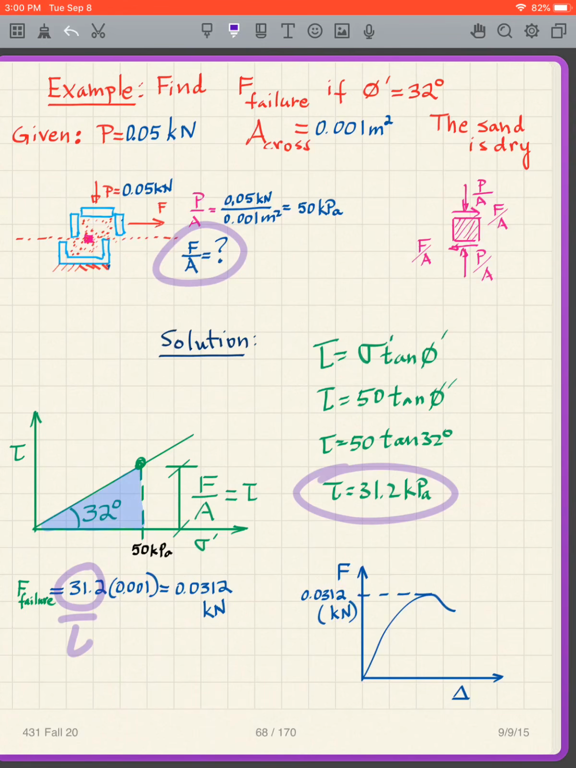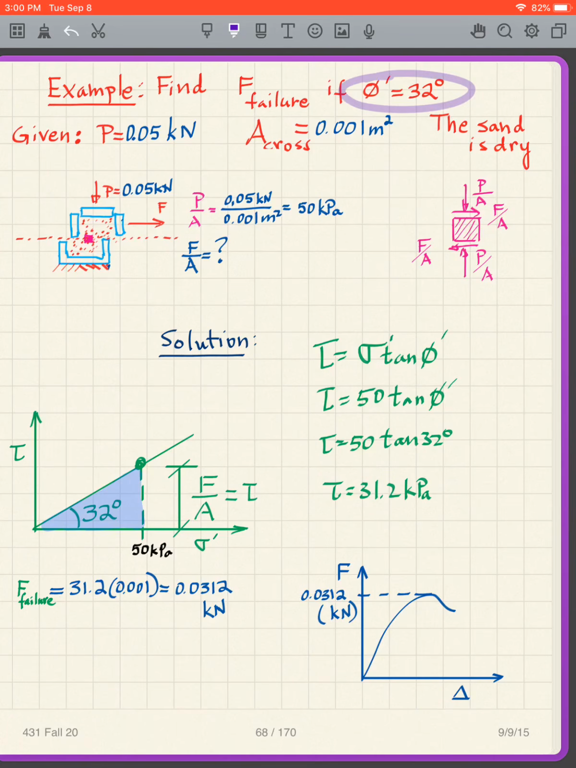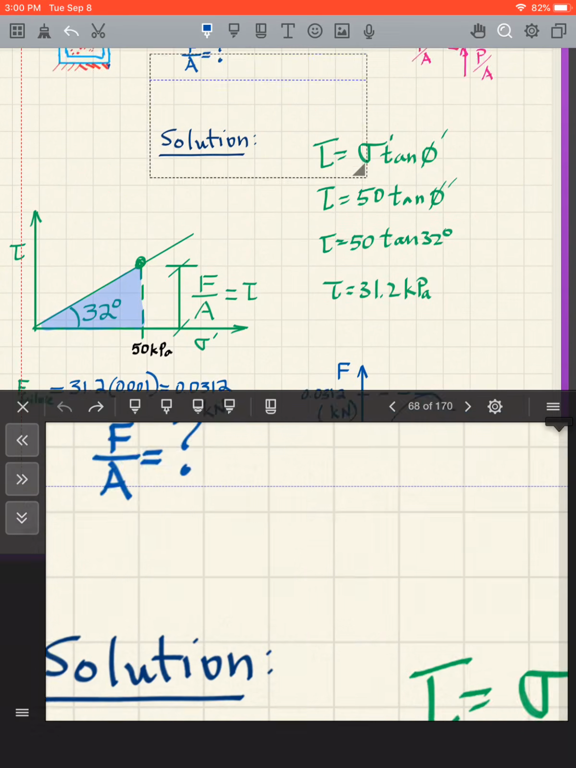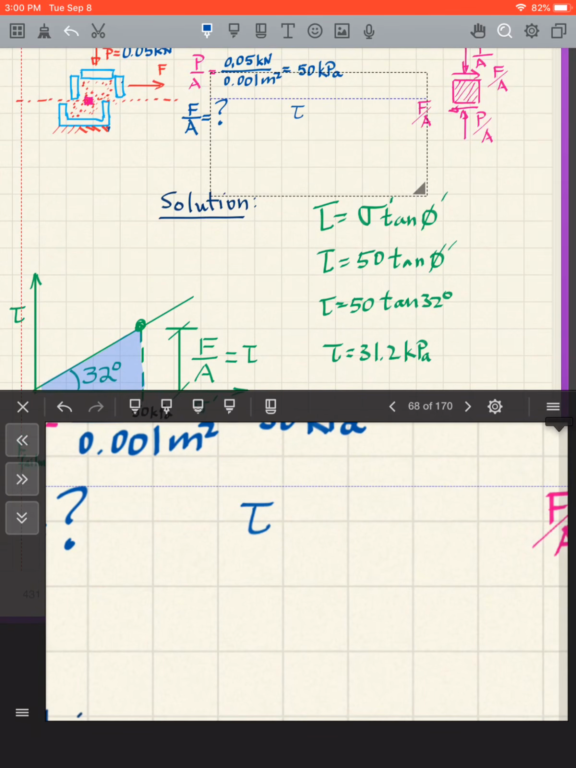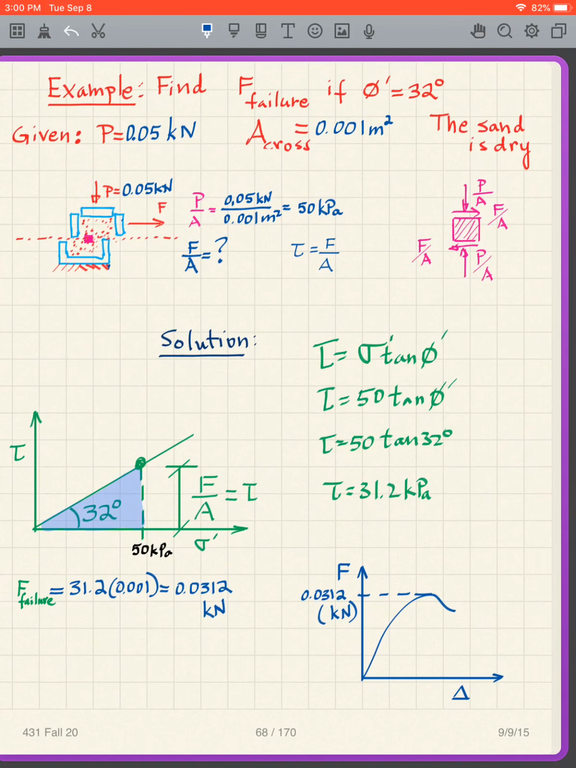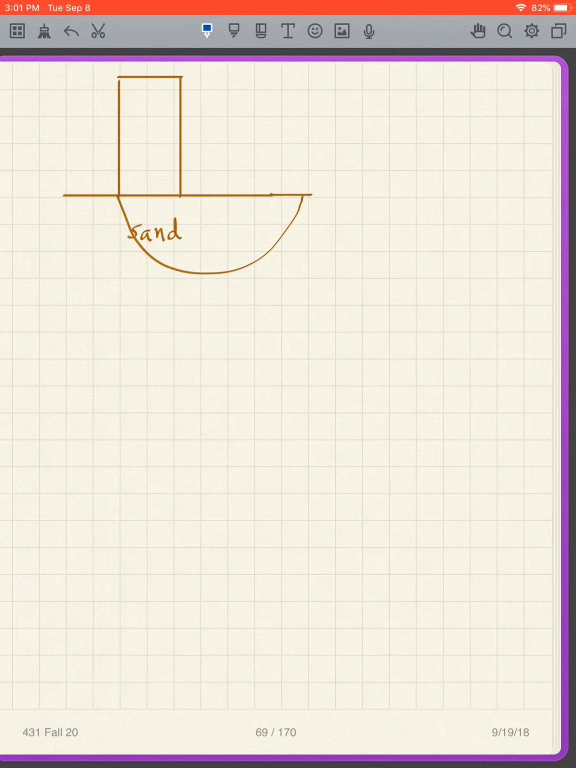So in this particular case, this is sort of a backward problem to a certain extent. We know that phi prime is 32, and we're trying to get the F at failure. Usually when you're running a test, we do the opposite. Let me just add that we know that tau is equal to F over A. So typically when we run the test, we're trying to find the phi prime. Here I've asked the question in reverse. Okay, we'll stop there.